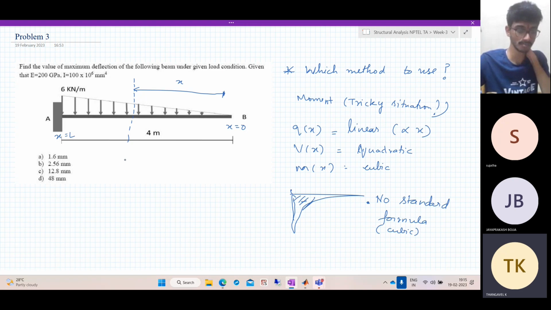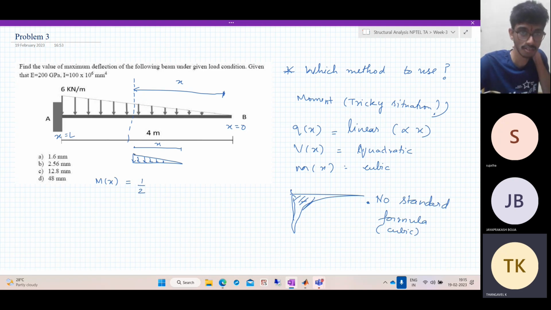So let us write down the moment. We don't need to find even the shear force. We can directly find the moment. So M of x is equal to, consider a small section of the beam at distance x. So what is the total force that acts? It is half of, and what is the intensity? So the maximum is 6 occurring over 4 meters.